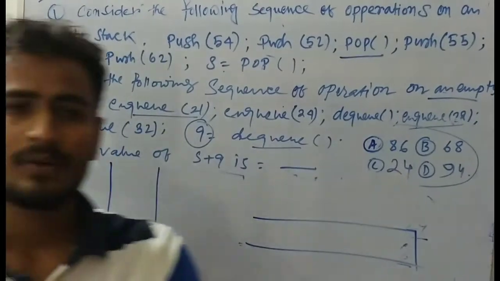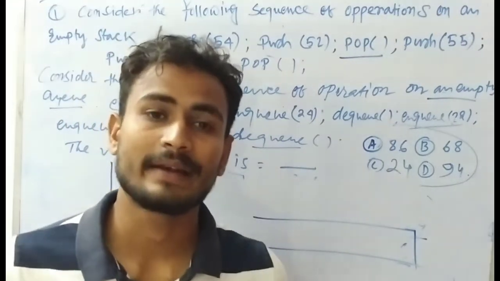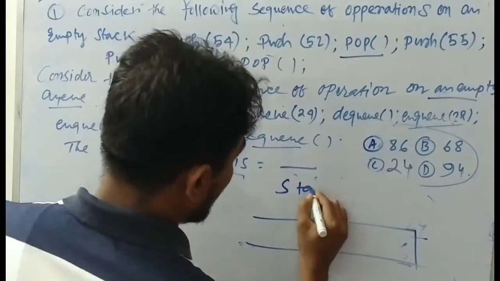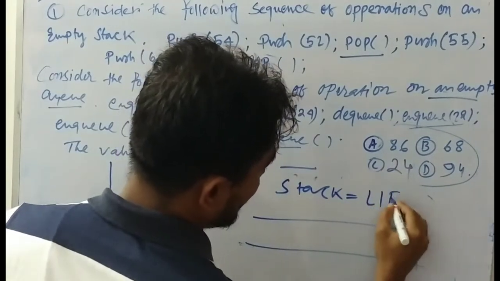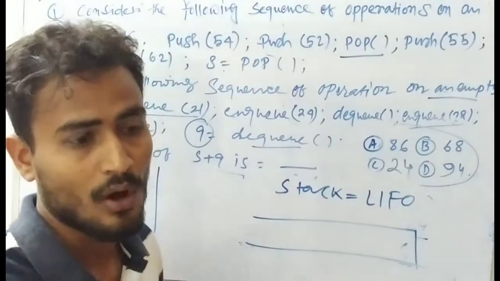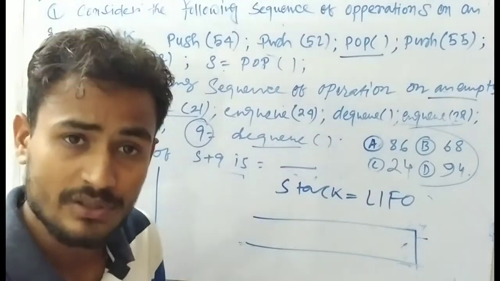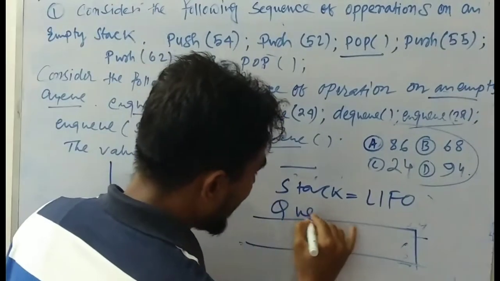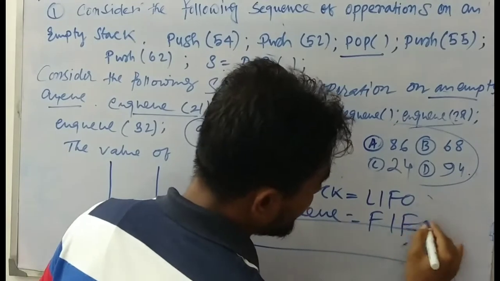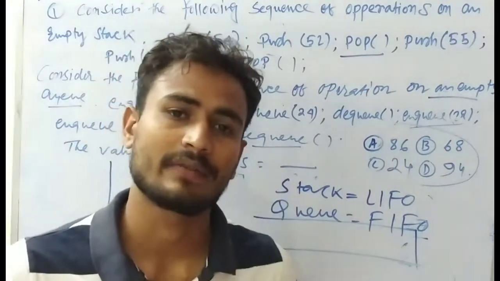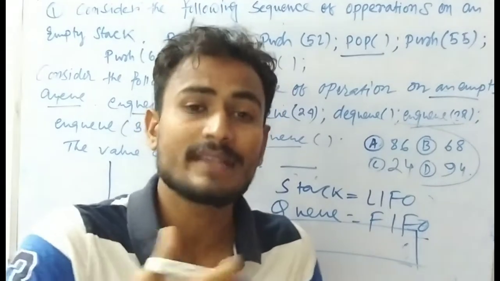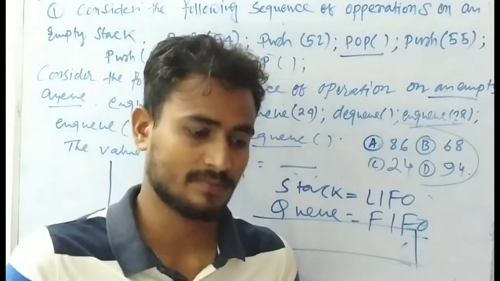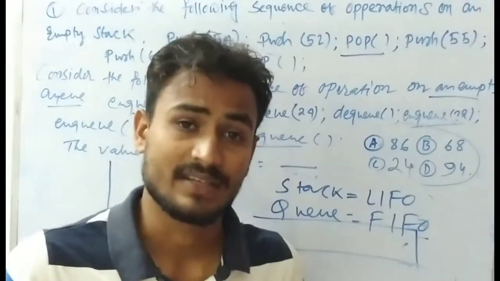First of all, the most important thing is that a stack follows the LIFO technique. LIFO means last in, first out. The element inserted last is the one that comes out first. And a queue is maintained by the FIFO technique. FIFO means first in, first out. That means the element inserted first is the one that comes out first.